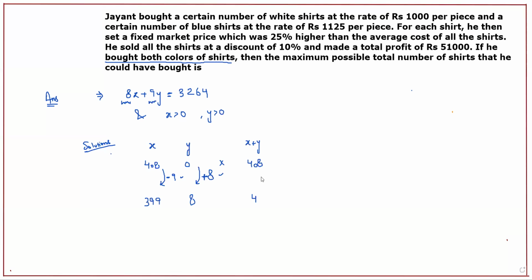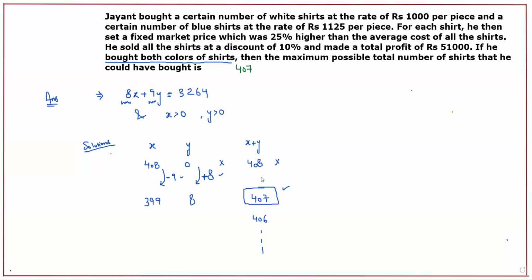Y is increased by 8, X is decreased by 9, so there is a net decrease of 1 unit. So it is 407, then 406, it will continue. We have to find the maximum shirts that he can buy. So the maximum shirts are 407. That would be our answer.